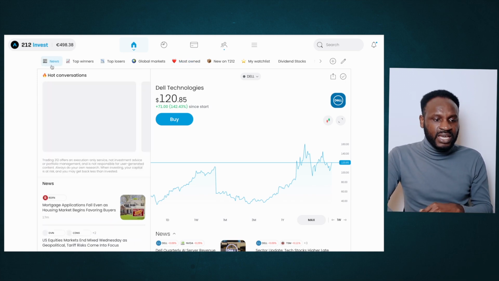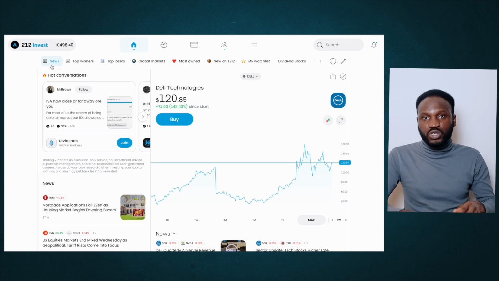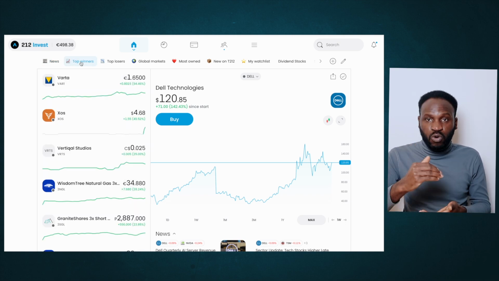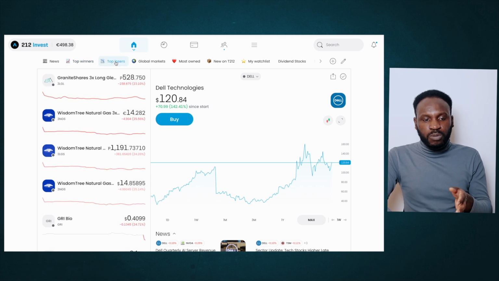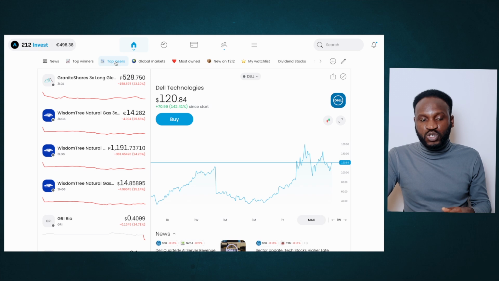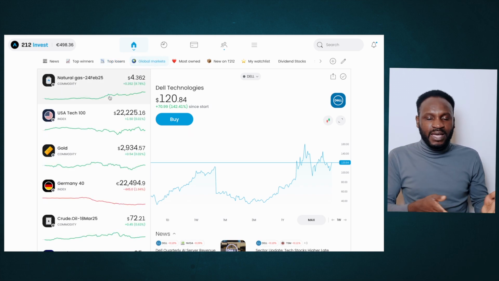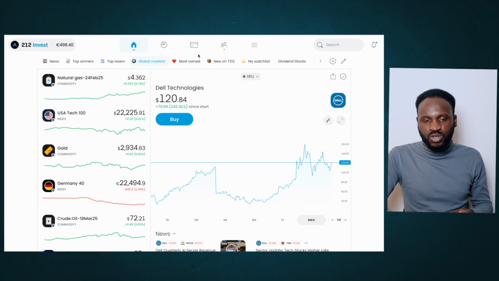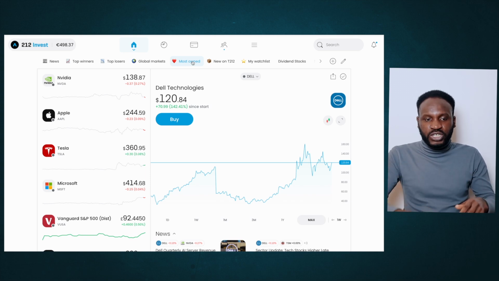So you can see here, news is where you find information about what is going on on this trading platform, which is called Trading212. Top winners are the companies that are going up right now on this platform. Top losers are the companies that are losing money right now on this website. Global market is where you find gold, silver, platinum. If you want to invest in big companies, you can find them here. Most owned is the companies that you personally own shares in.